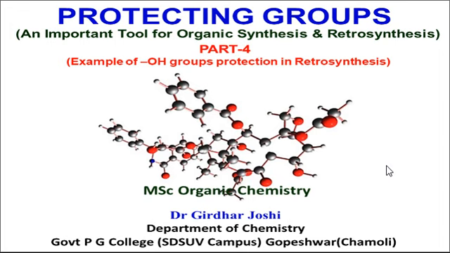Today, in this session, we will discuss some of the examples of hydroxy group protection in retrosynthesis. And by this, we will be able to learn why the protection of OH or any particular functional group is needed during the synthesis process and how it can be done.